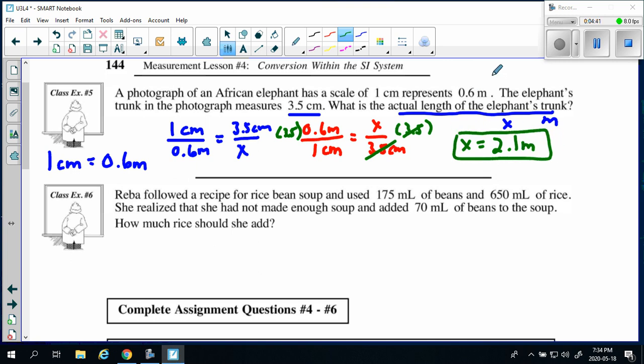The reason you would use proportional reasoning instead of just a number line is because sometimes they give you a proportion like this that doesn't appear in a number line. It's very specific to the problem, and that's why we would use this.